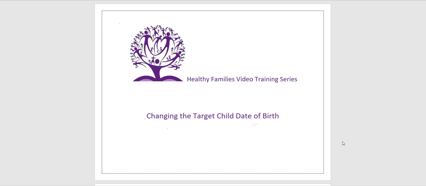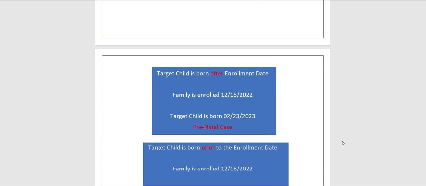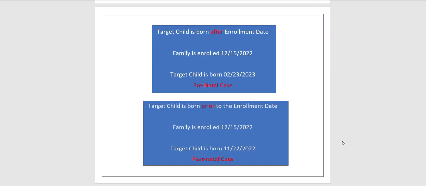Every enrolled case in the MIS has a status of either prenatal or postnatal. This status is determined by the enrollment date as it relates to the target child's date of birth. Let's define these two statuses. A prenatal case status occurs when the target child's date of birth is after the enrollment date.